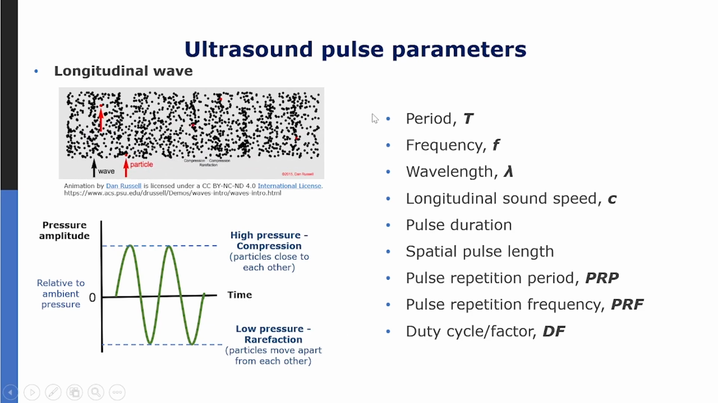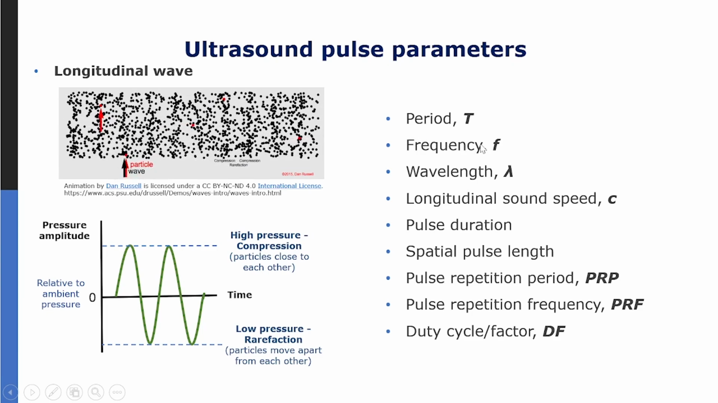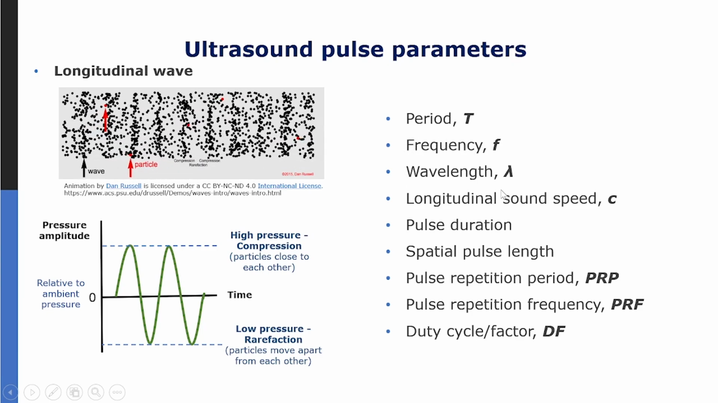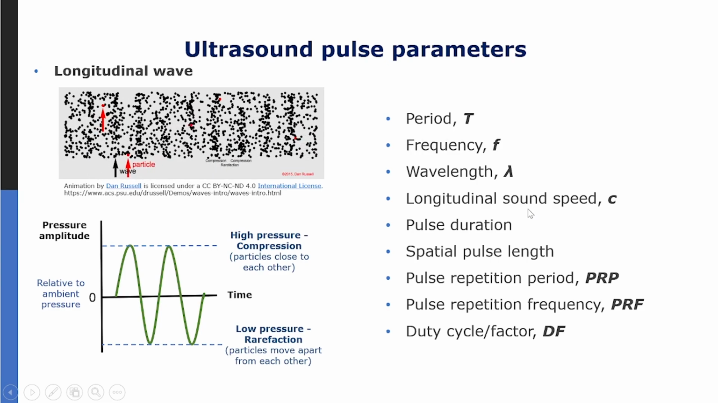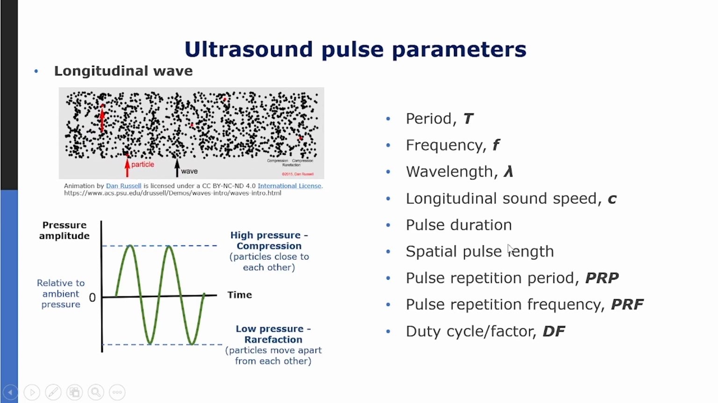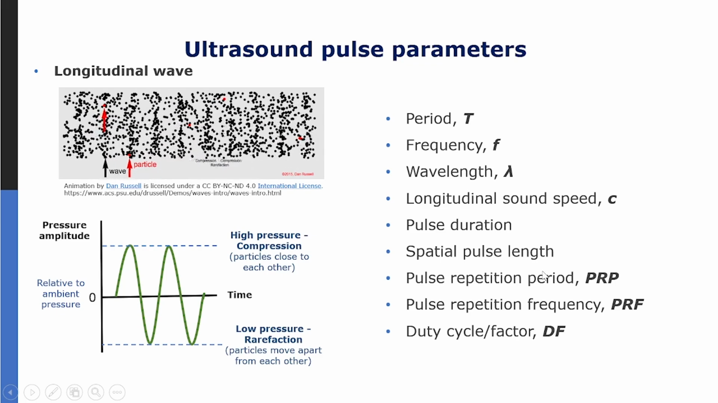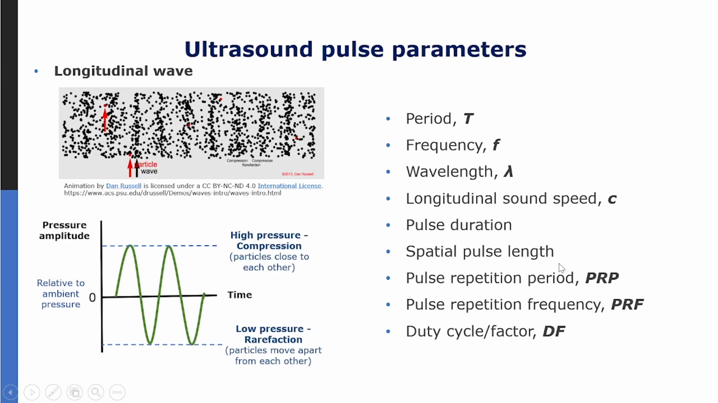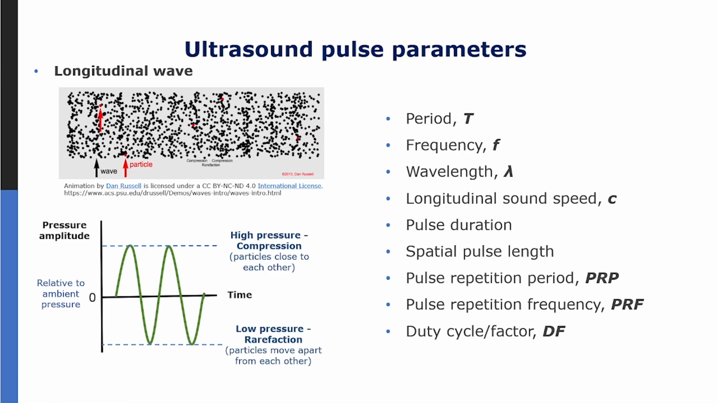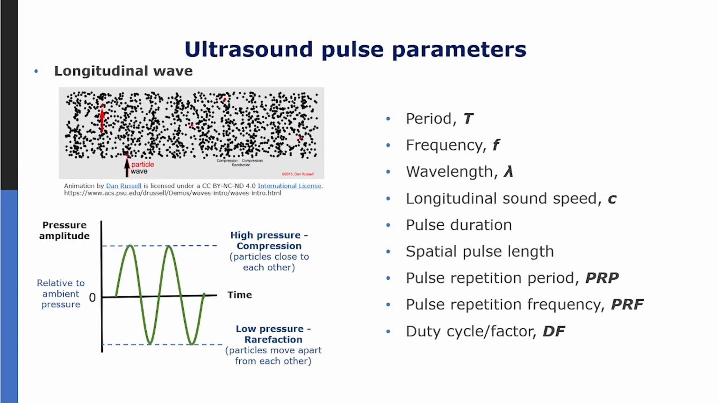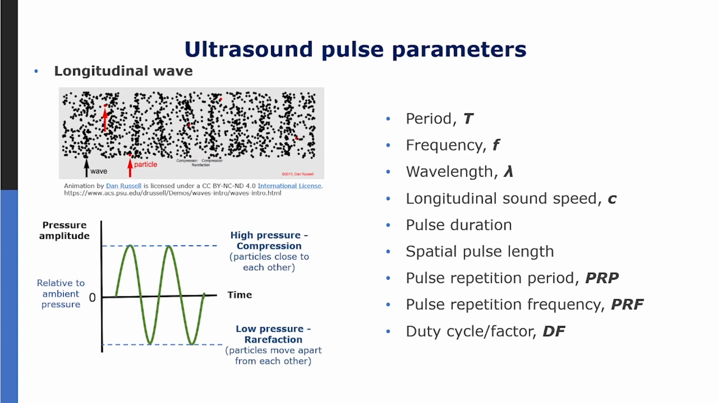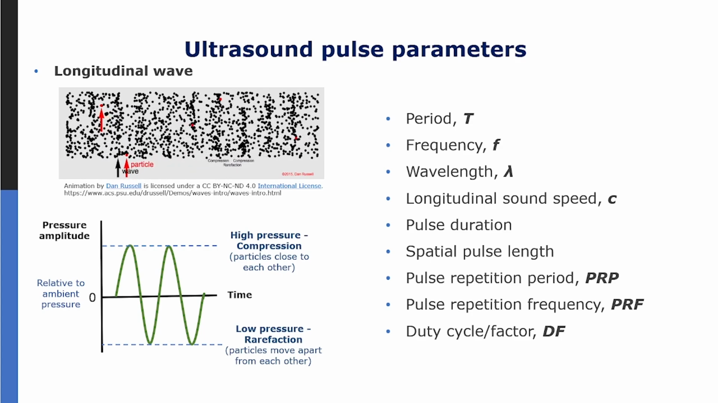We've also looked at various pulse parameters such as the period, the frequency of the sound, and the wavelength of sound, which is a function of the longitudinal sound speed and the frequency of the sound. We also talked about the pulse duration, as well as its spatial component, the spatial pulse length. We talked about the pulse repetition period, which says how often a particular ultrasound pulse is being sent over time, and the inverse of that, the pulse repetition frequency.